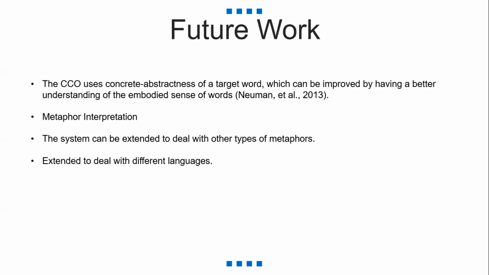So for future work, an issue that still remains is that the CCO uses concrete abstractness of a target word, which can be improved by understanding the embodied sense of words through a field such as neuroscience, which was expressed by Newman in his work. And then there is metaphor interpretation. Metaphor identification alone does not offer a machine the ability to fully understand the meaning of metaphors. It should be coupled with some interpretation techniques to gain full value of any NLP-based task. And the approach can be extended to different languages as well.